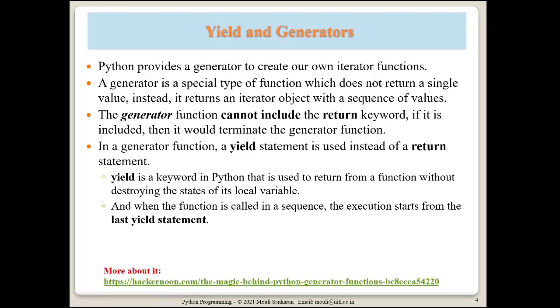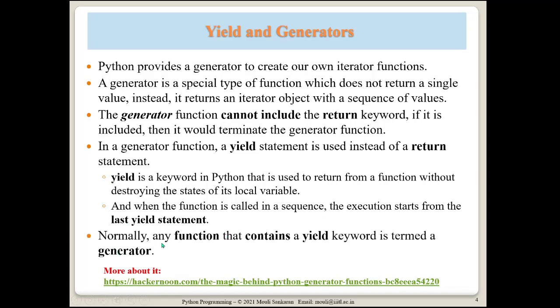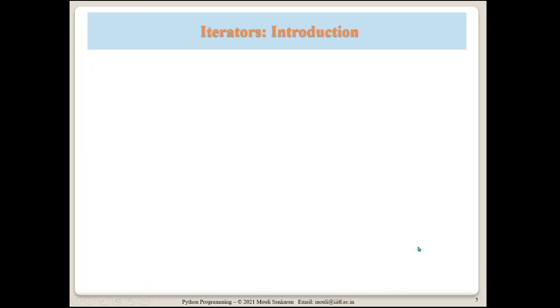It will check whether the range of values is okay or not. Later on, it will be coming into the function in a different place at a different point in execution. So when the function is called in a sequence, the execution starts from the last yield statement. Okay, so there can be multiple yields, like multiple returns can be there in the function. So normally any function that contains a yield keyword is termed as a generator.